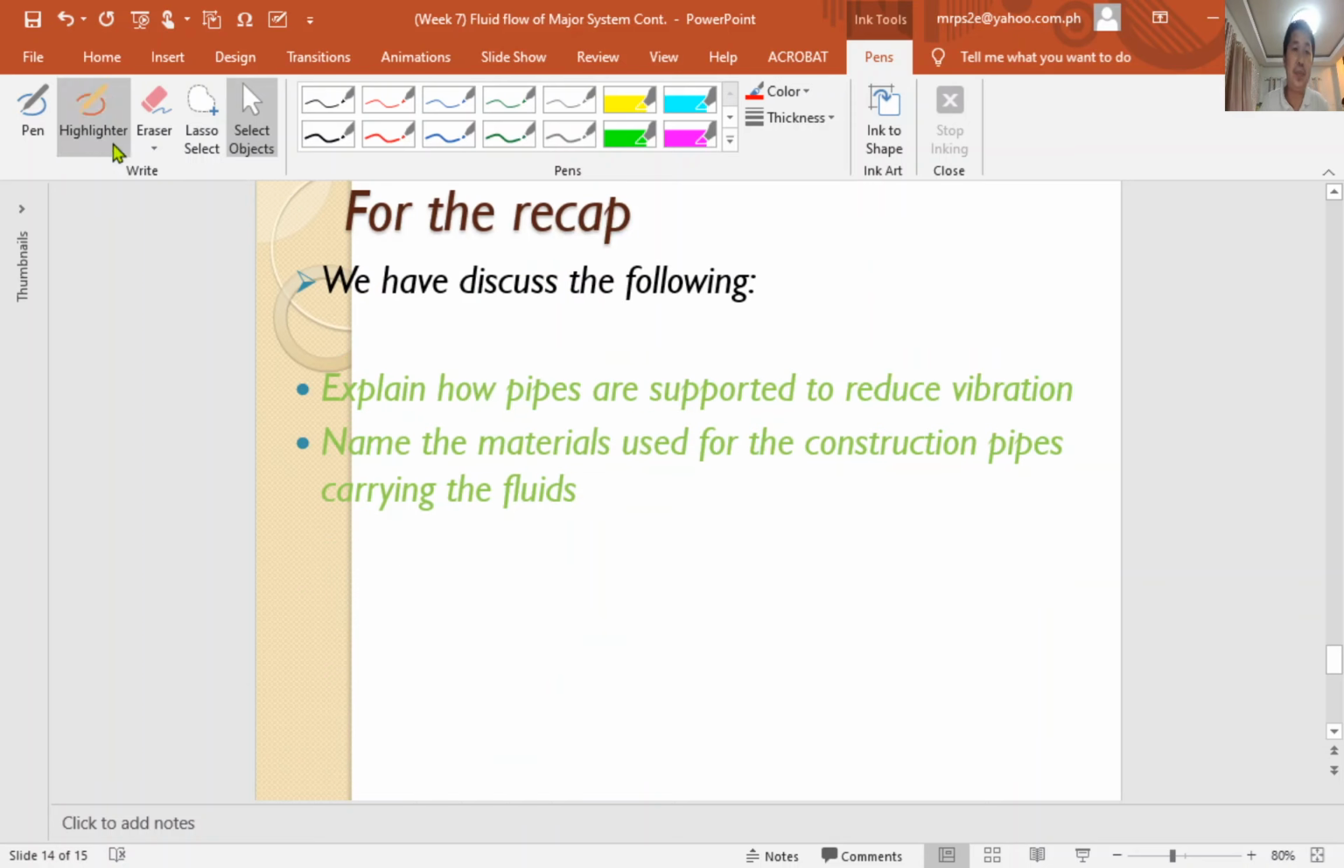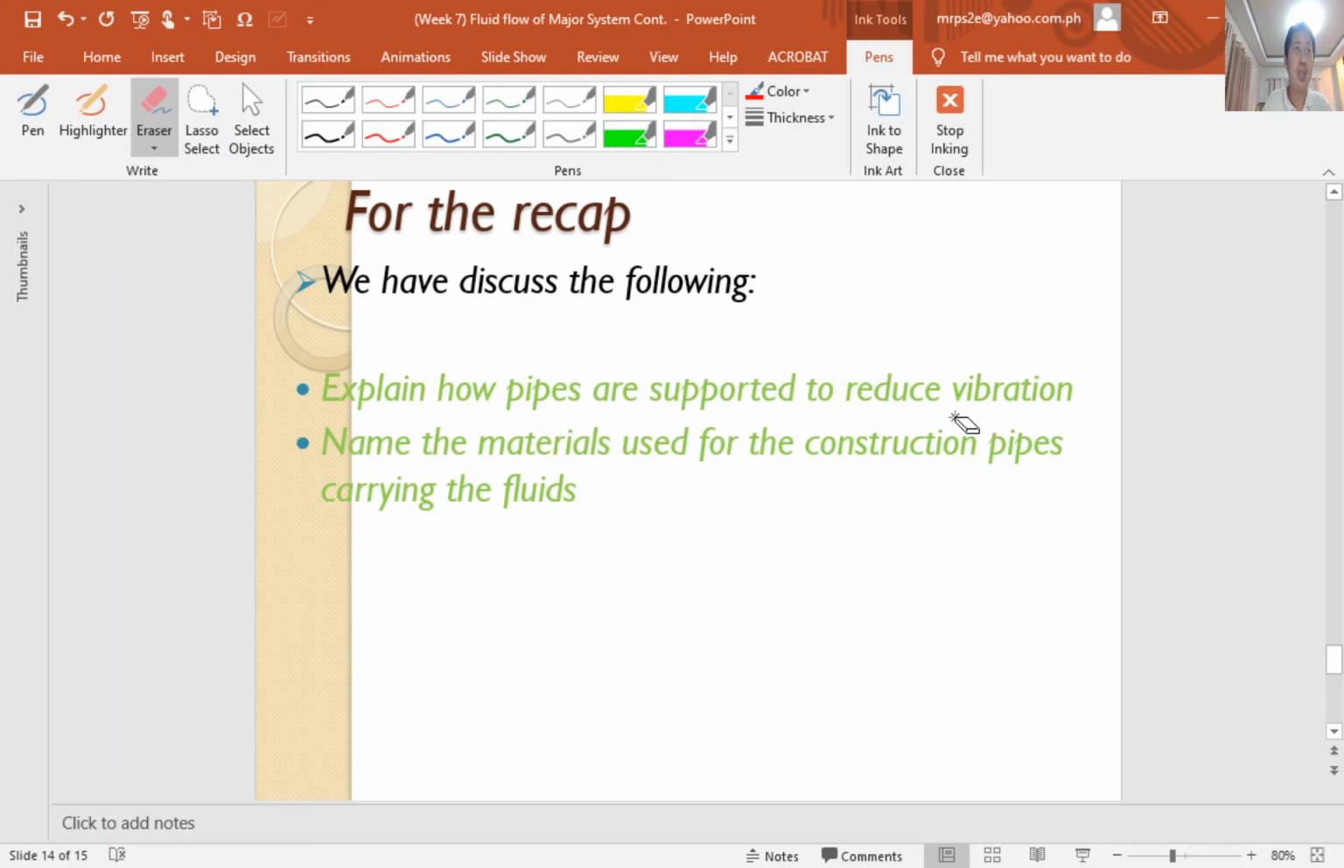So for the recap of this discussion, we have discussed the following. We explained how pipes are supported to reduce vibration. We learned that there are two categories of pipe support: the inline devices and the hanging devices.